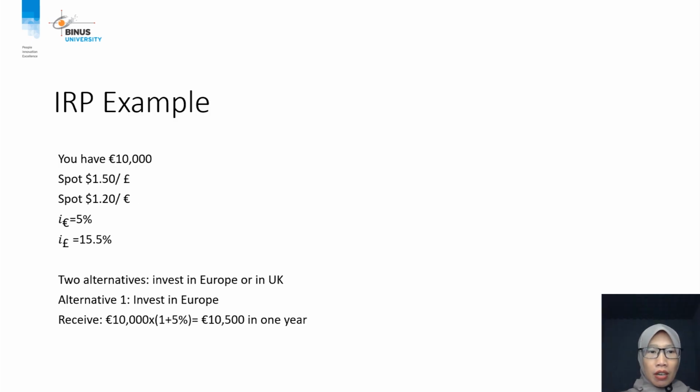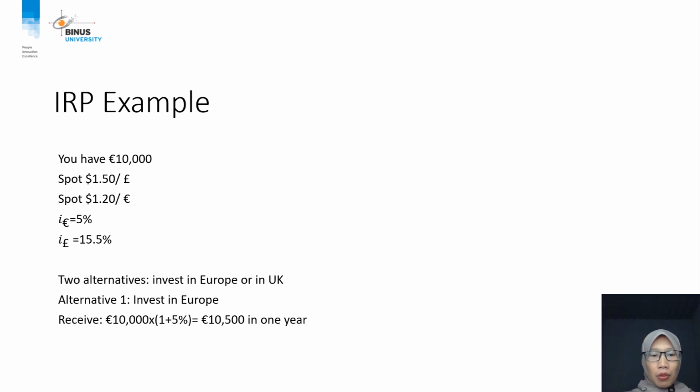So this is an IRP example. Suppose you have 10,000 euro. The spot rate today is $1.5 per pound and $1.2 per euro. And the interest rate in the euro area is 5%. Meanwhile, the interest rate in Britain is 15.5%. You have two alternatives. First, invest in euro, or second, invest in the UK. So let's have a look at the first alternative. You invest in euro.